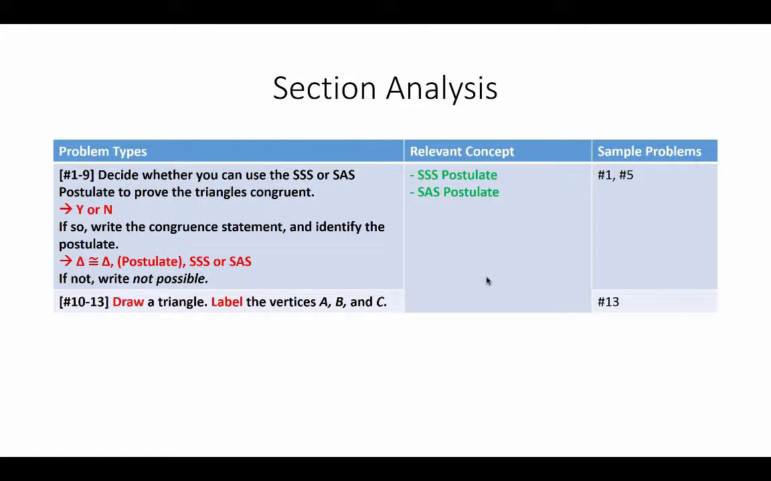And in our worksheet, numbers 1 through 9 will be about whether the figures are congruent, and if they are, we have to say they are congruent by side side side or side angle side, and sometimes it may not be. In that case, you have to say not possible. And finally, numbers 10 through 13 give a triangle with the three vertices A, B, and C. And 14 through 15 is about proof. For those, I will describe them in other videos.